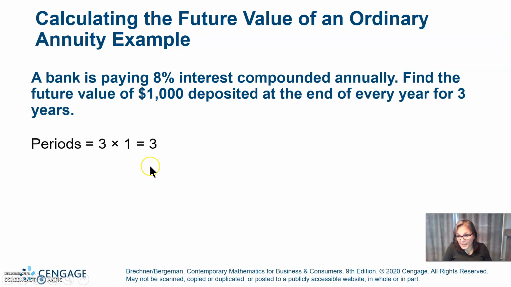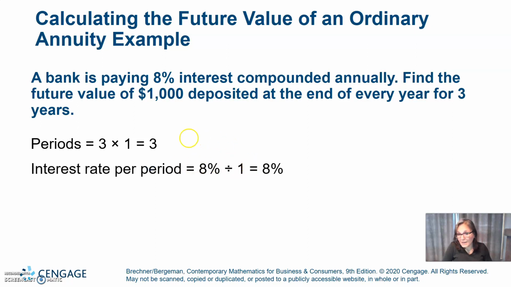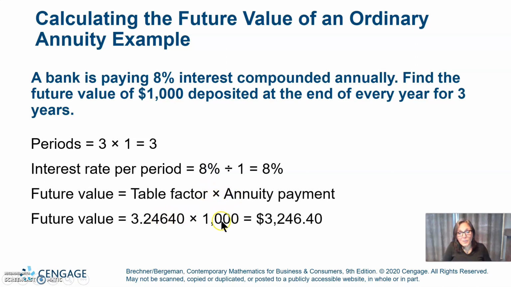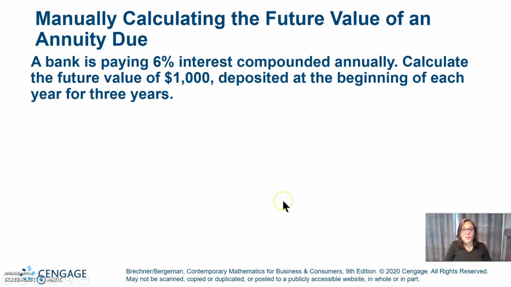And so let's go back to our example. So it's 3 periods, 3 years times 1 period per year. The 8, it's dividing by 1 because there is only 1 period in the year. We find our factor, we multiply it by 1,000, and we get $3,246, just like we did when we did it manually.